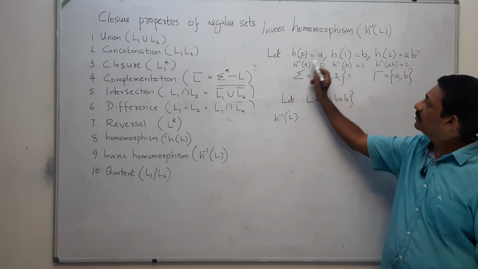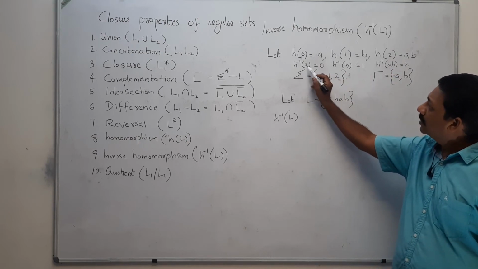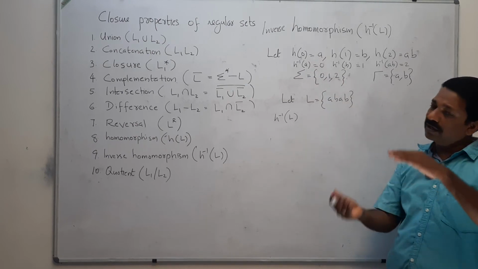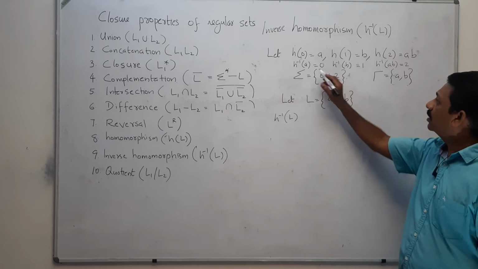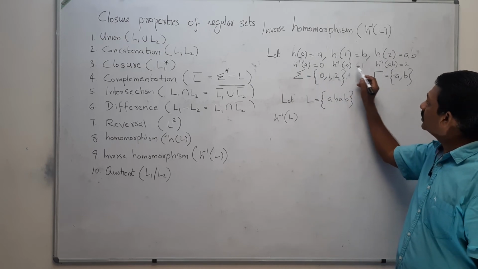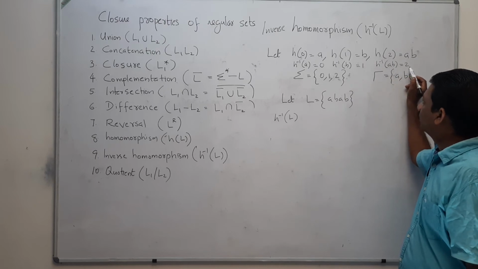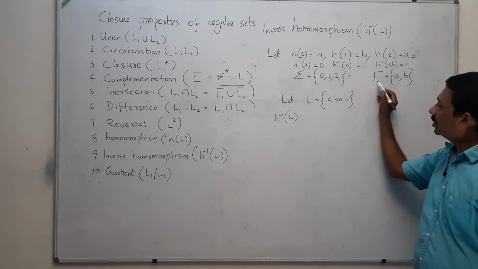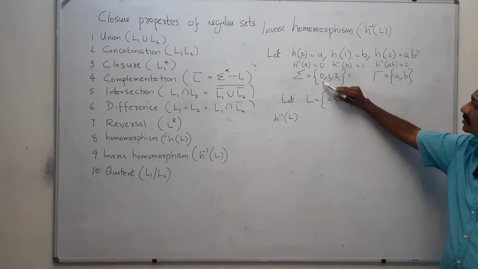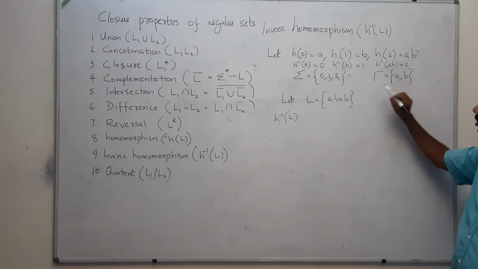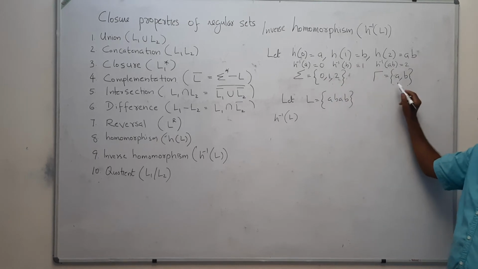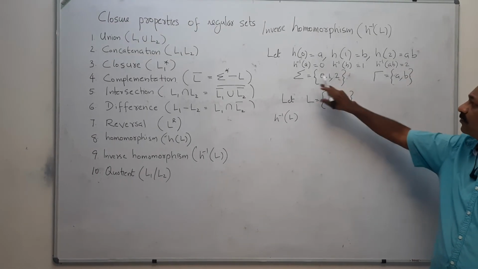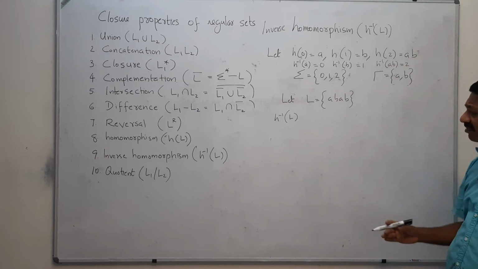And in reverse, H inverse of A is equal to 0. That means A is substituted for 0. Then when we are reversing the operation, H inverse of A is equal to 0, H inverse of B is equal to 1 and H inverse of AB is equal to 2. Now sigma, the input alphabet, contains 0, 1 and 2, and tau is another alphabet. This is the original expression, and this is the substitute alphabet that is going to be substituted for sigma. That means homomorphism.